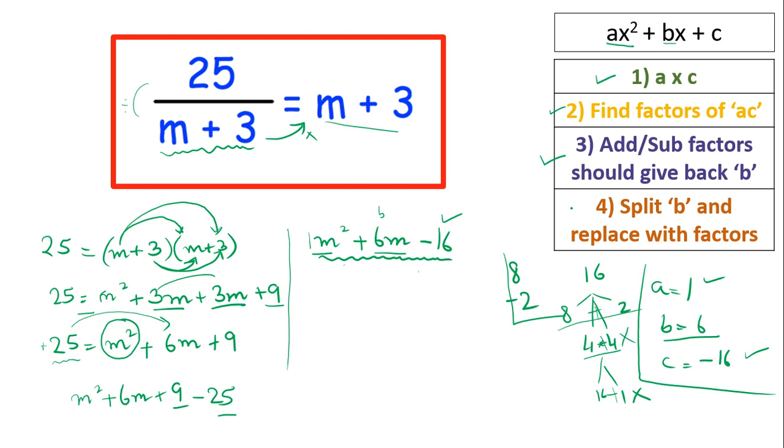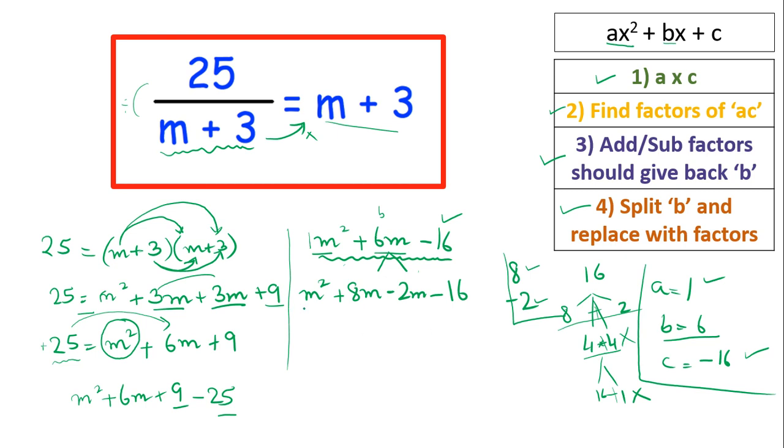So I'm going to do the fourth step, that is split b and replace with the factors. Now m squared just comes down the way it is. The negative 16 again just comes down the way it is. The 6m basically splits and writes to the factors that I figured out. That is my 8 and my negative 2. So I'm going to write m squared plus 8m, because I'm breaking down the 6m, so I'm writing it as 8m minus 2m, and then I have a negative 16.